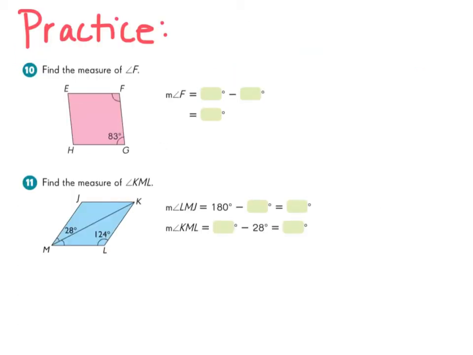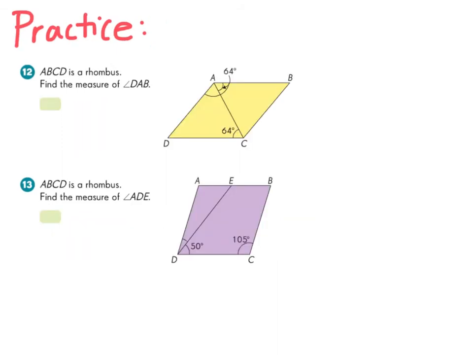Work to solve these on your own. Find the unknown angle measures, and please note that the rhombuses are not drawn to scale. There are 2 additional problems on the next screen, so press pause and move on when you are ready. Once again, find the unknown angle measures in these 2 problems. The rhombuses are not drawn to scale.